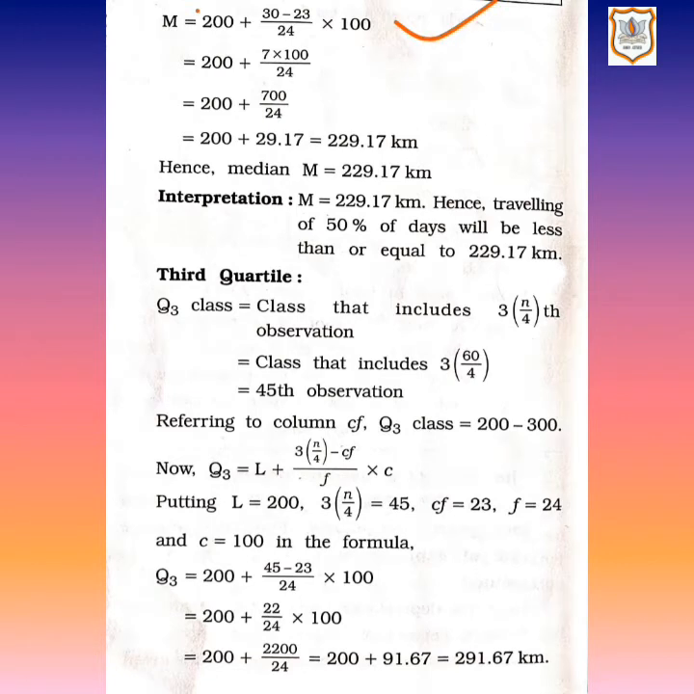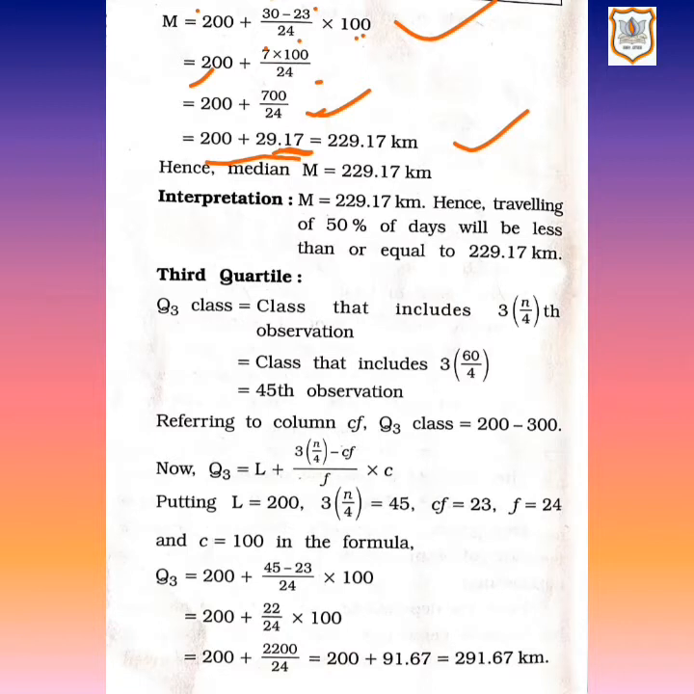Then n by 2 is 30 minus Cf is 23. Then upon frequency is 24 into class length is 100. So 200 will be same. 30 minus 23 is 7 into 100 divided by 24. That is 700 by 24. 200 plus 700 by 24. And 700 by 24's value is 29.17. So 200 plus 29.17 gives you 229.17 kilometer.